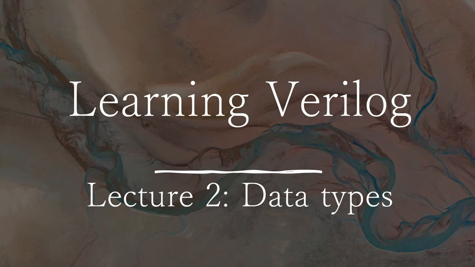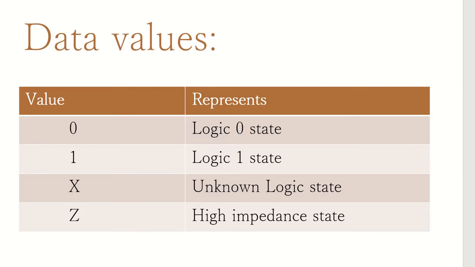Before we discuss data types, let's discuss the various data values available in Verilog. There are 4 data values which any variable can have. The 4 values are 0, 1, x and z. 0 represents logic 0 state, 1 represents logic 1 state, x represents unknown logic which is either 0 or 1, and z represents high impedance state.